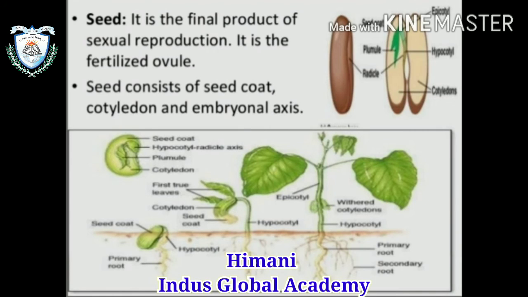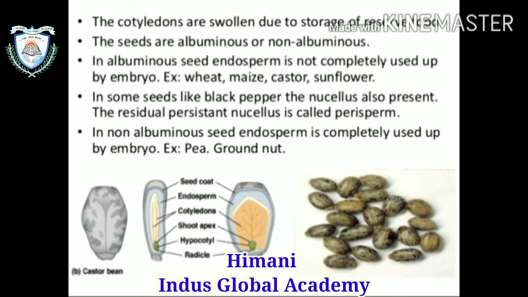Now seed. It is the final product of sexual reproduction. It is the fertilized ovule. So seed will form from ovule and fruit will form from ovary. Now the seed consists of seed coat, cotyledons and embryonal axis. Clear? After that, the cotyledons are swollen due to storage of reserve food. Because of the reserve food, seeds are of two types, albuminous or non-albuminous.